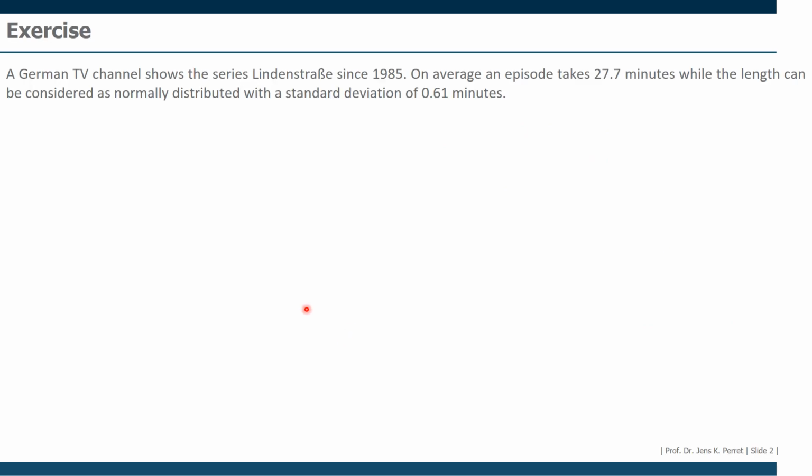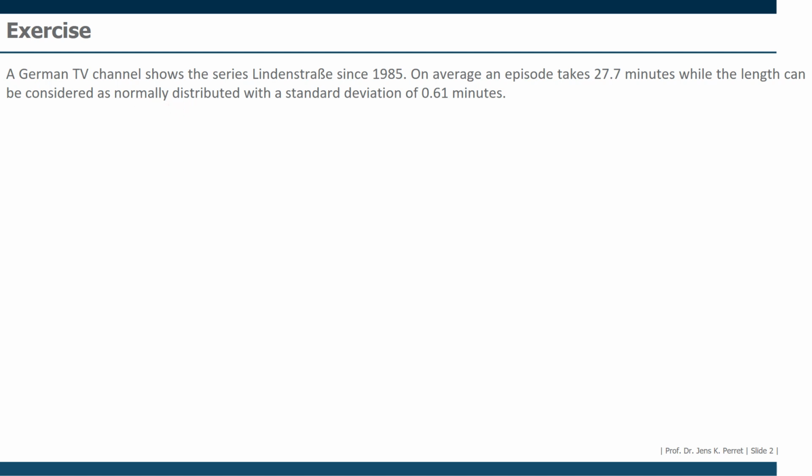A German TV channel shows the series Lindenstraße since 1985. On average, an episode takes 27.7 minutes, while the length can be considered as normally distributed with a standard deviation of 0.61 minutes. This already tells us we're going to use the normal distribution here.